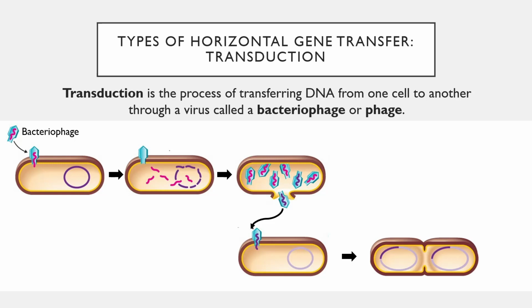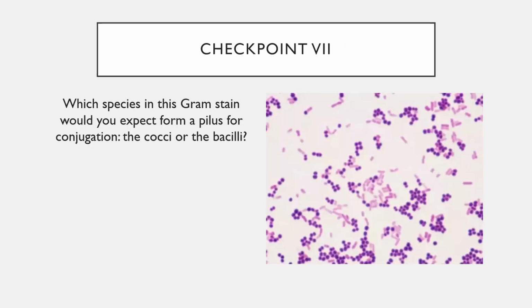We have one final checkpoint here to look at. Here you see a Gram stain, and what I want you to tell me is, which of the two organisms would you expect to form a pilus in order to perform conjugation? Would you expect the cocci or the bacilli to form a pilus? Once you've finished with this one, we are now finished with chapter 6.